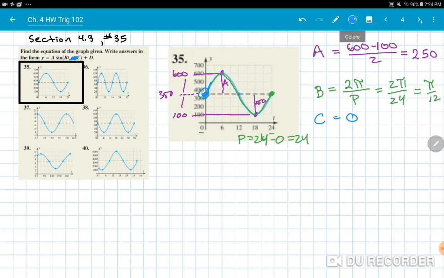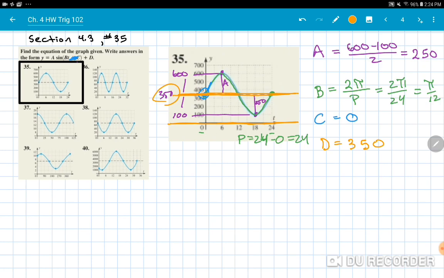And then the last thing I need to do is the vertical shift. That's D. The parent function has the center of the function right here, and in this function, it's up here. So where is that line? It's at y equals 350, which we found when we were looking at A. So D equals positive 350. It's an upward shift.